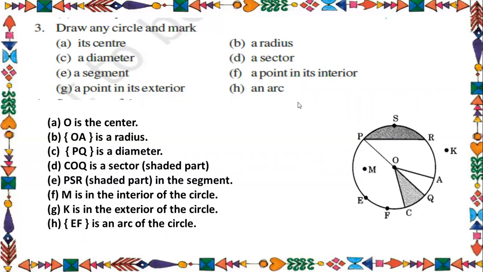Then you have to take a point in its interior. I have taken this point M as interior. You can change the name. You can put any name with any alphabet. A point in its exterior. K is the point which I took as an exterior one. This is an exterior point. Next, you have to take an arc. So I have taken EF as an arc of the circle. You can take any 2 points on the circumference as an arc.